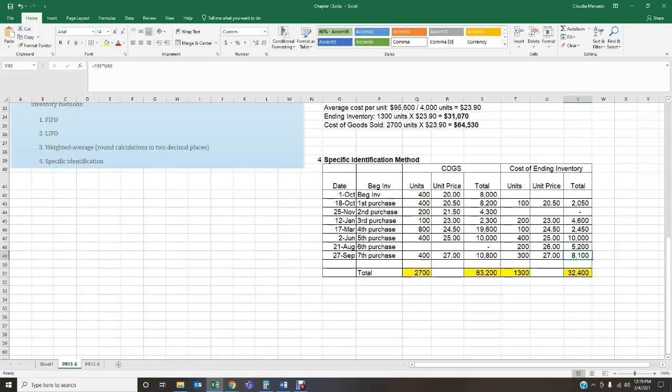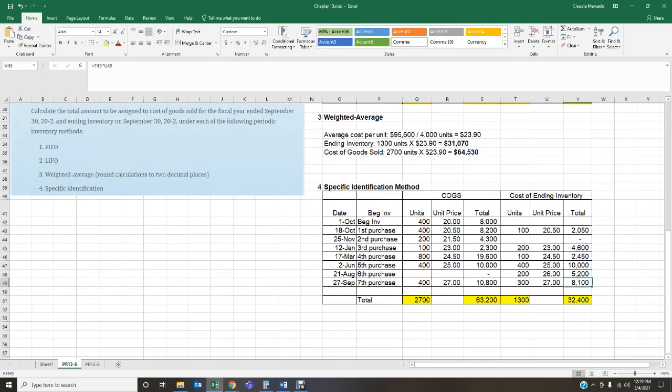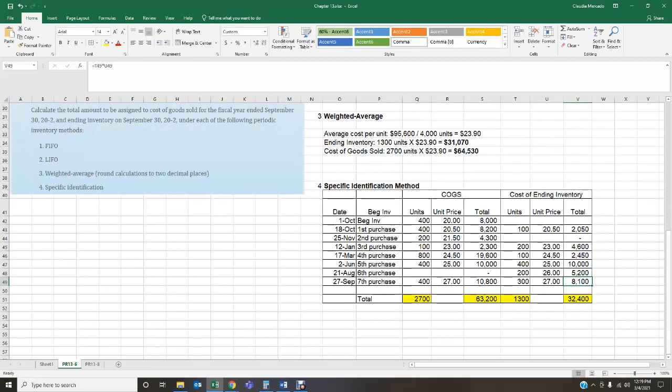Now, my cost of goods sold is 63,200. This is based on the specific units that we have on hand. So we know that from each purchase, we have these number of units available. And then my ending inventory will be 1,300 units. This represents the units that have not been sold. So this is my ending inventory: 1,300 units at $32,400.